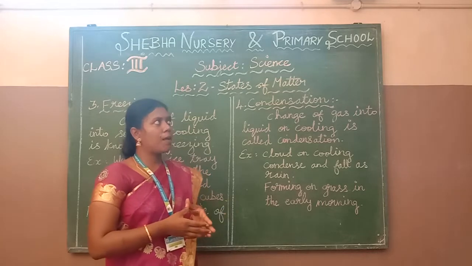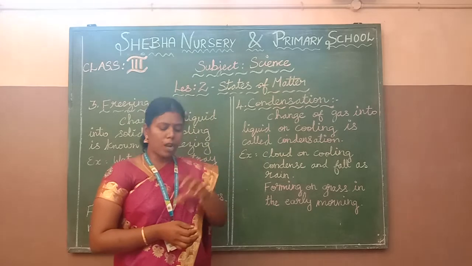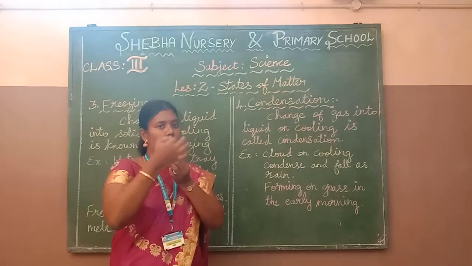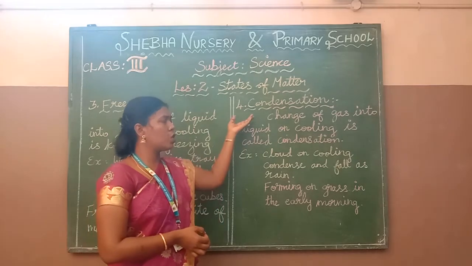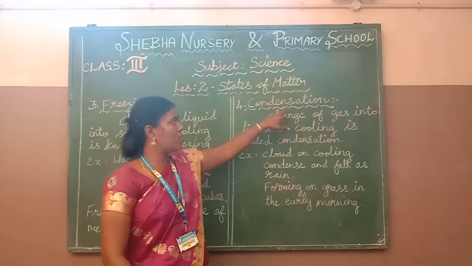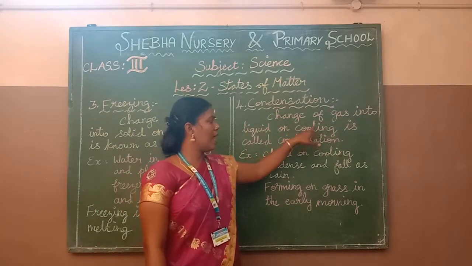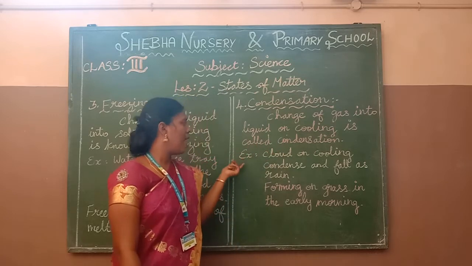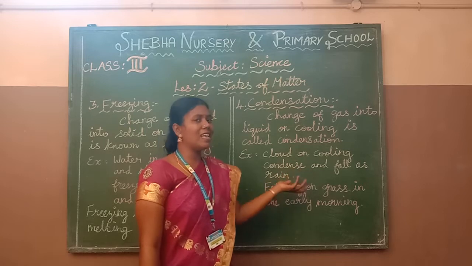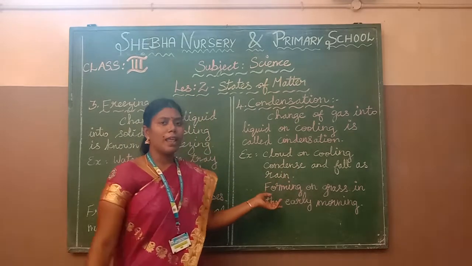For another example, a soda or juice bottle, if you just keep it out of the refrigerator, it will be sweating. That is also droplets of water. This is also one of the condensation processes. Okay, again I tell you, condensation means change of gas into liquid on cooling. Example, clouds on cooling condense and fall as rain. Another example is forming on grass in the early morning.